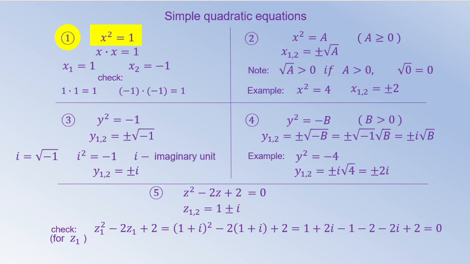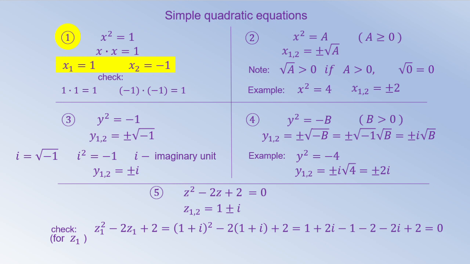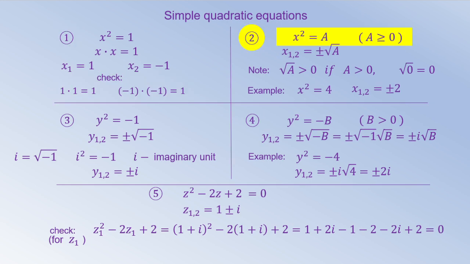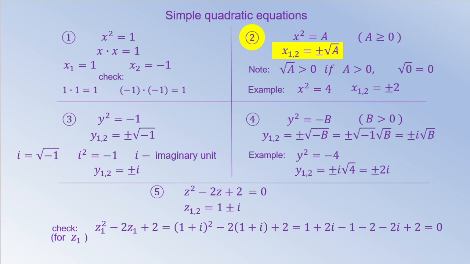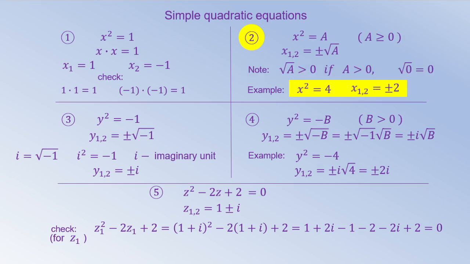The simplest quadratic equation x squared equals 1 can be rewritten as x times x equals 1. The equation has two solutions, x equals 1 and minus 1, which can be verified by direct substitution. If we now consider the more general equation x squared equals a with non-negative a, then its two solutions can be written as x equals plus minus the square root of a. Note that the square root of the positive constant a itself is always positive, and the root of 0 is 0. In another example, the equation x squared is 4, the square root of 4 is 2, and the two solutions for x are plus minus 2.